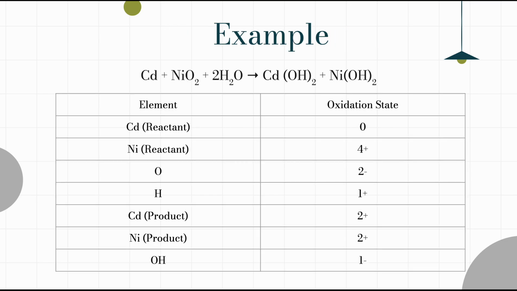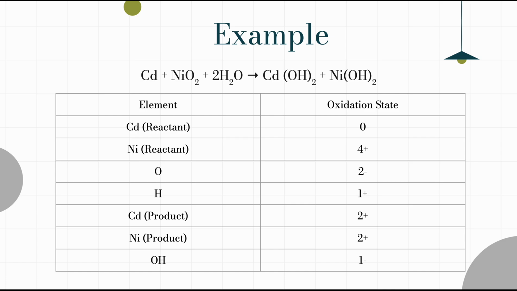So let's look at an example. Here we have Cd plus NiO2 plus 2H2O reacts to create Cd(OH)2 plus Ni(OH)2. So here, let's break down the oxidation state of each of these elements. So first, let's look at Cd in its reactant form. In the reactant, Cd is a lone element and it doesn't have a specified charge and it's not a specified ion, so its oxidation state is 0.